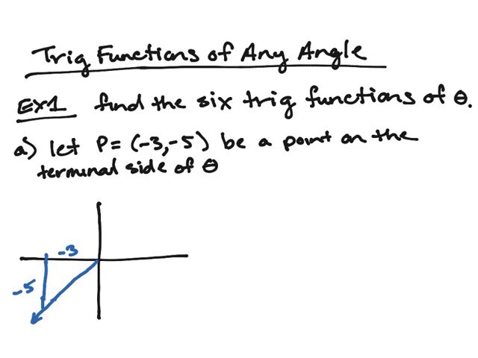Okay, so for the angle theta, we'd actually be starting at 0 and going all the way around to the terminal side. I'm drawing the terminal side to go through the point -3, -5 that I was given. But what we're going to do to find the trig functions is assume that theta is just that angle, the acute angle that's within the triangle I drew.